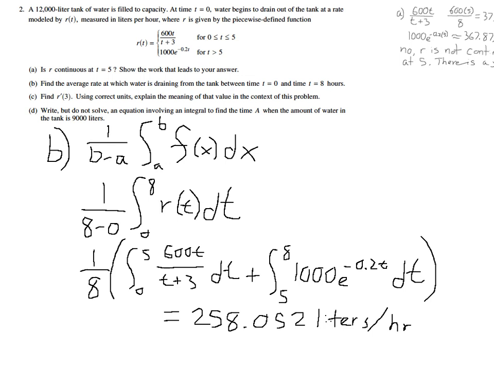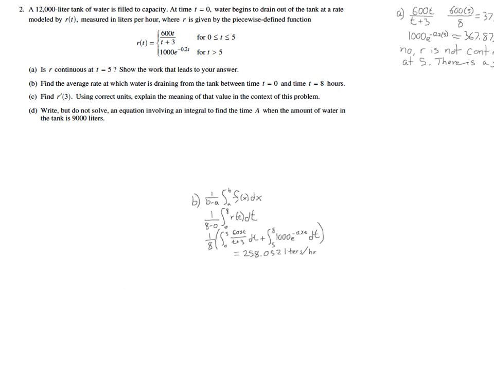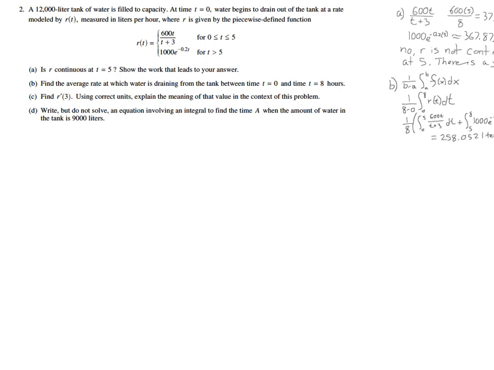We should know that formula for average value, and the fact that it's piecewise doesn't actually change anything. You just need to take the integral of the two pieces separately. That's all. So that's part B. So again, done with that. Let's get that out of the way. Save it for later in case we need to look at it again.